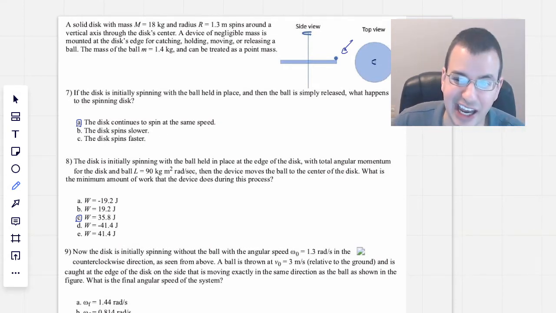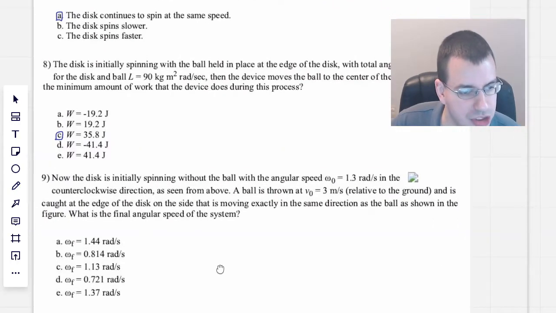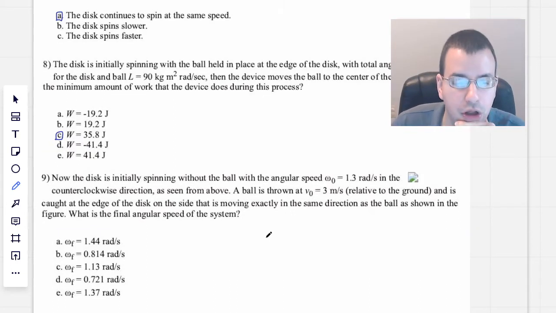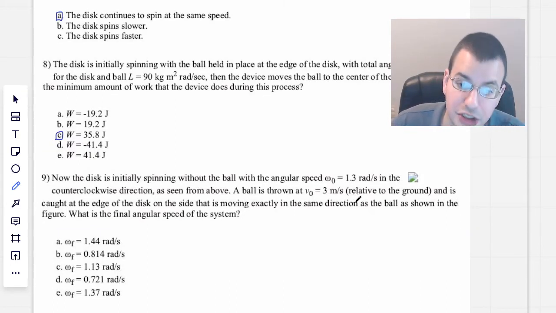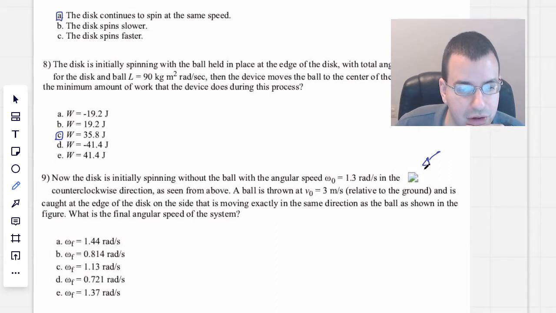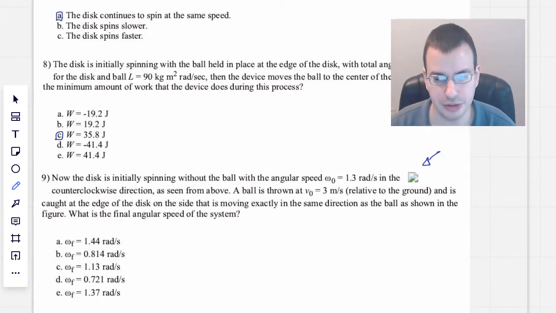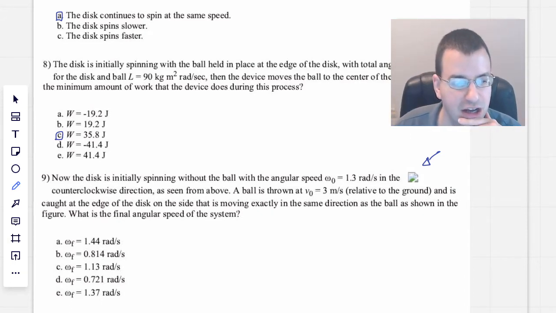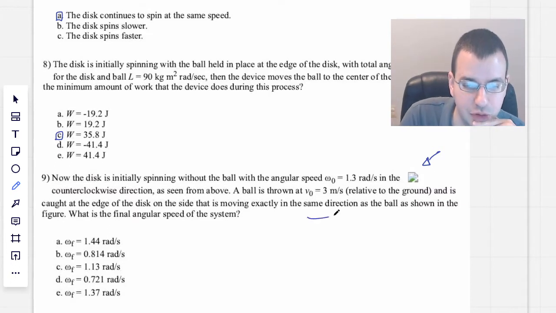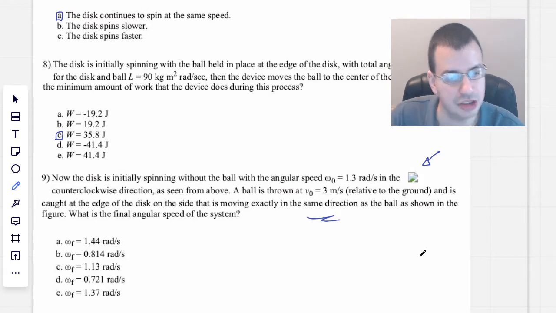Now we're going to address 9 and 10. So 9: now the disk is initially spinning without the ball with an angular speed of 1.3 radians per second in the counterclockwise direction as seen from above. And a ball is thrown at initial velocity of 3 meters per second relative to the ground and is caught at the edge of the disk on the side that is moving exactly in the same direction as the ball, as shown in the figure. What is the final angular speed of the system?